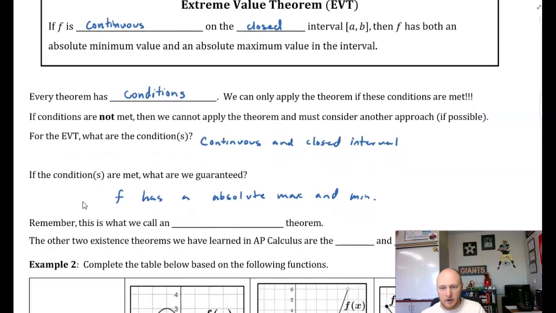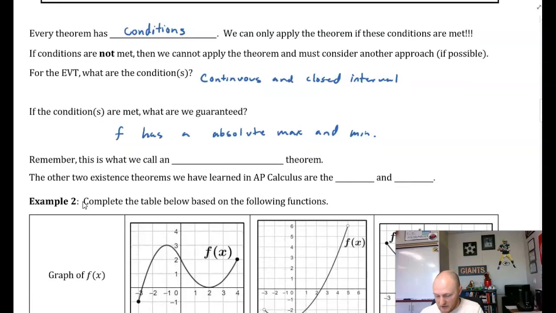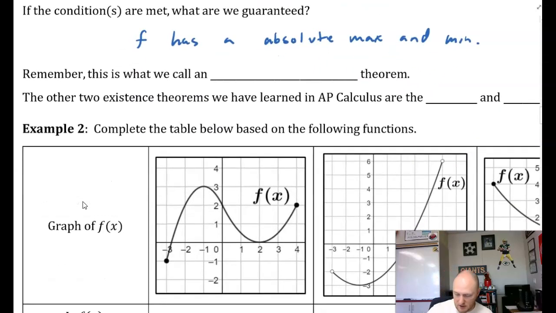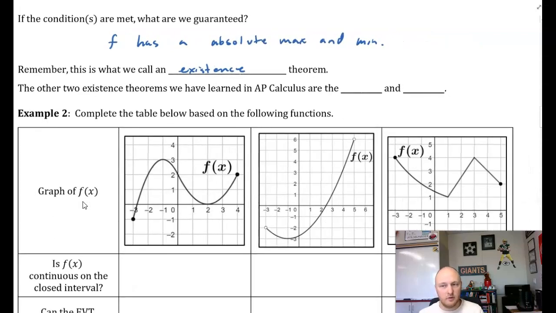Okay. Now remember, these theorems where we guarantee something are called existence theorems. We talked about two other ones before. We first talked about the intermediate value theorem, where I guaranteed a value in between a certain set of values, and the mean value theorem, where we said the instantaneous rate of change is equal to the average rate of change. Okay, so the extreme value theorem, and just think extreme values, that's a maximum and a minimum.